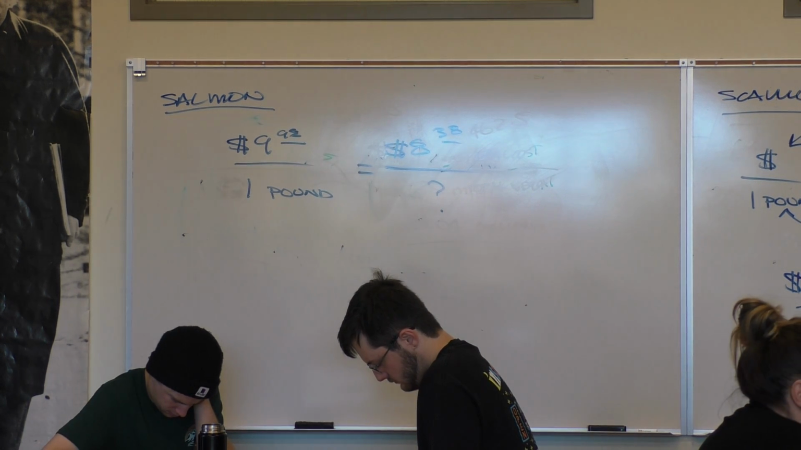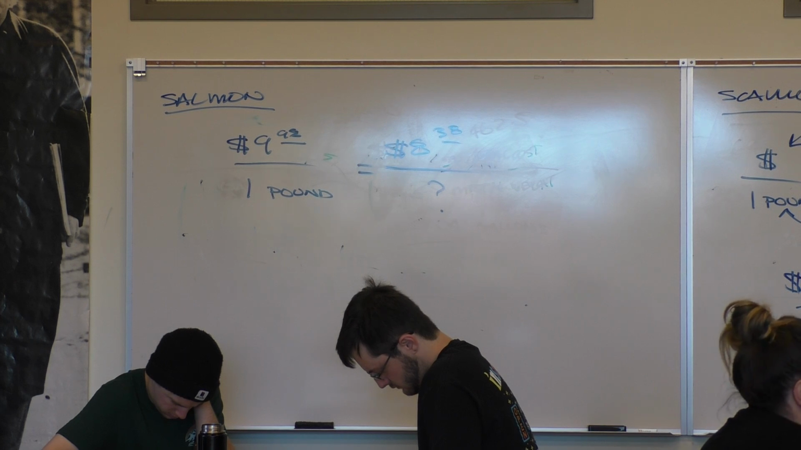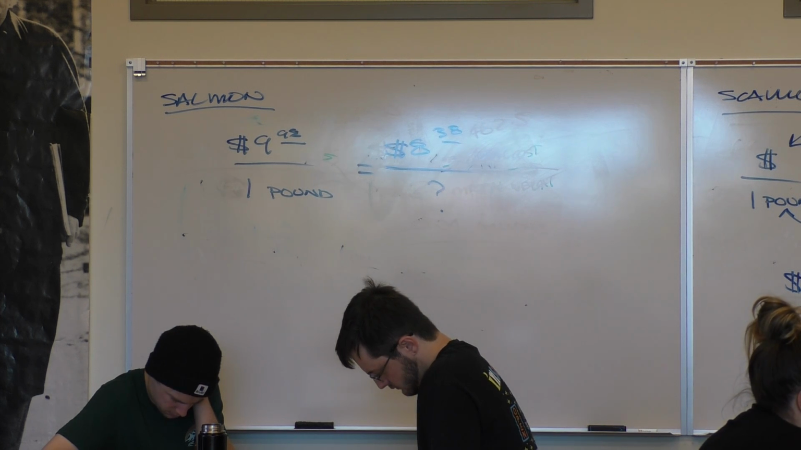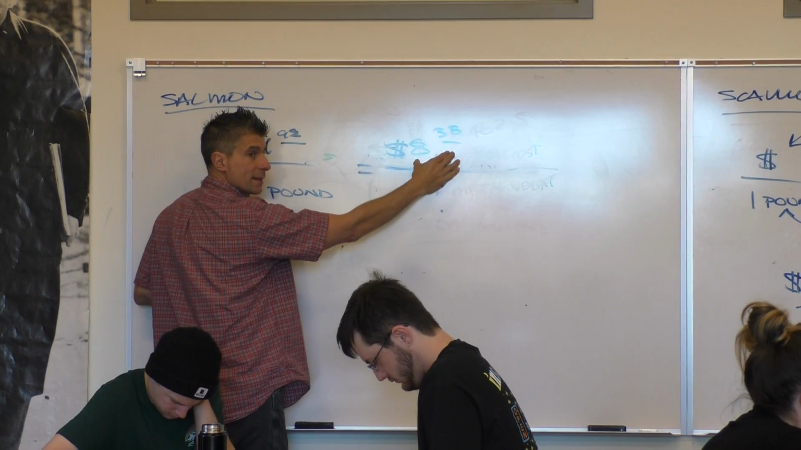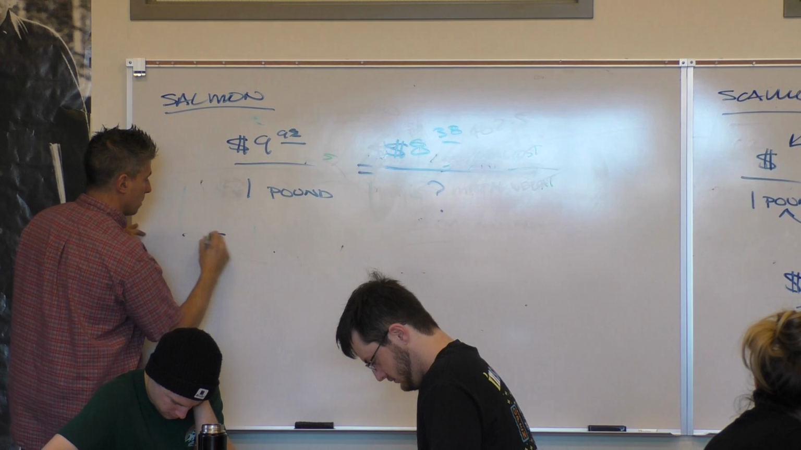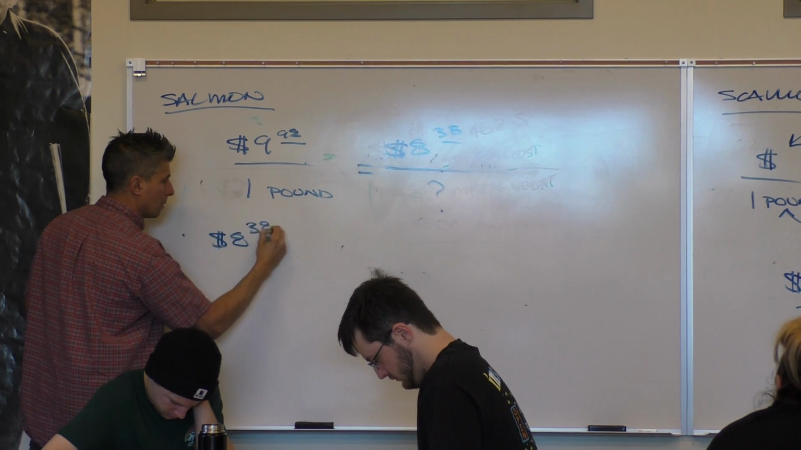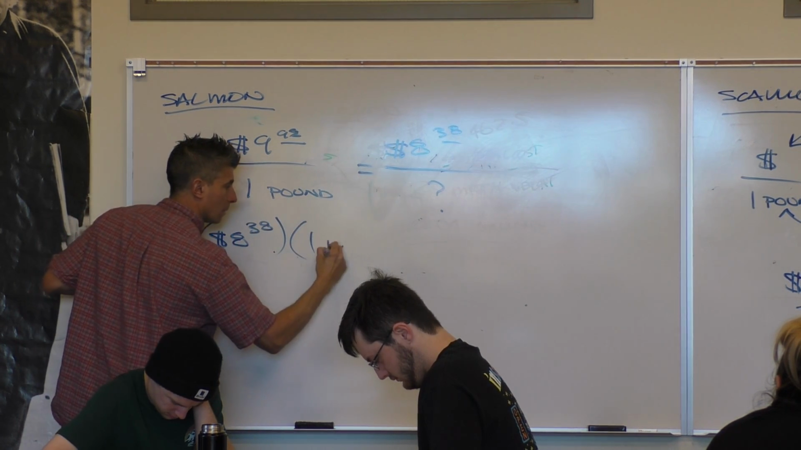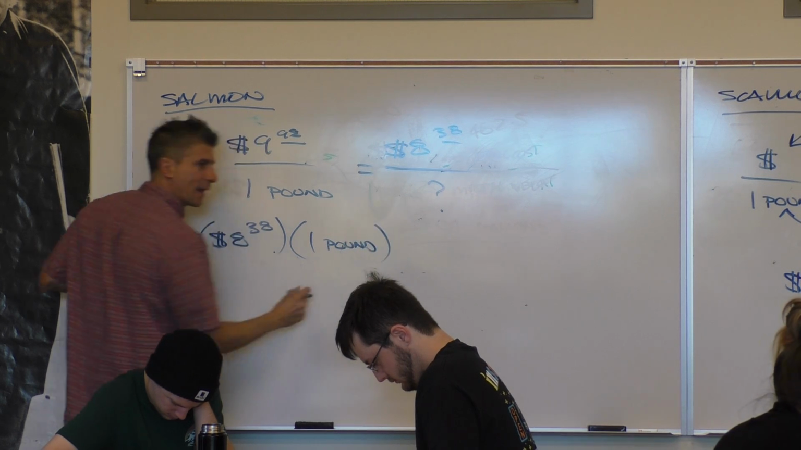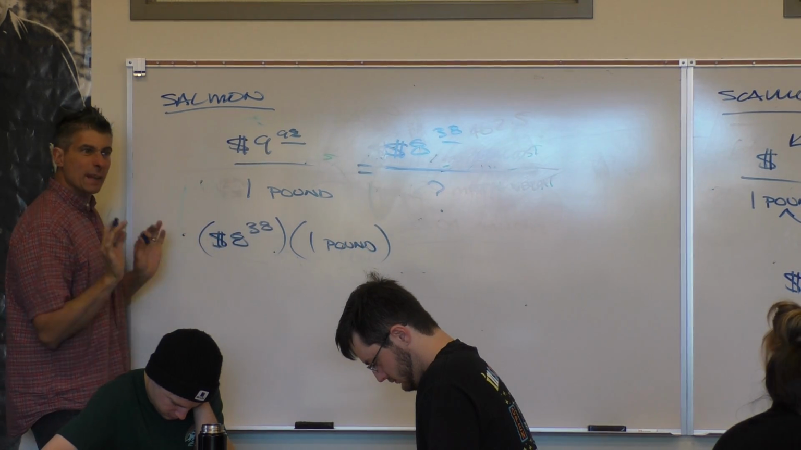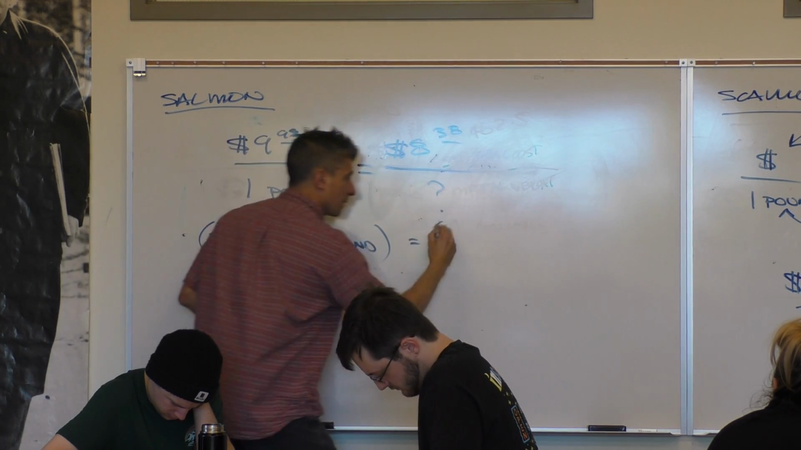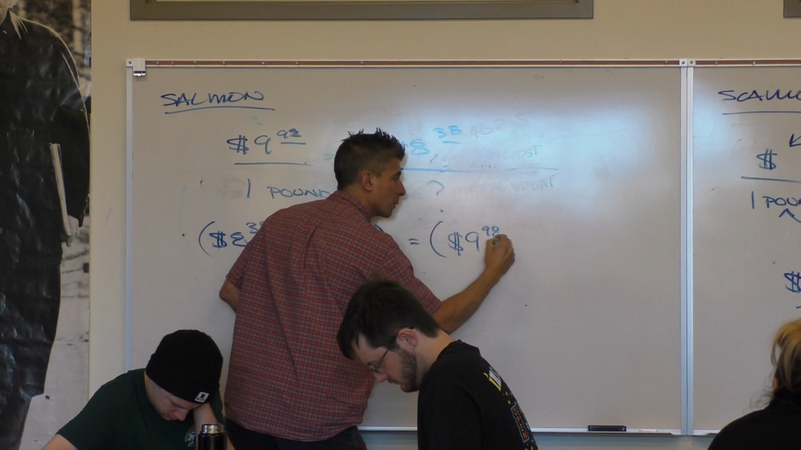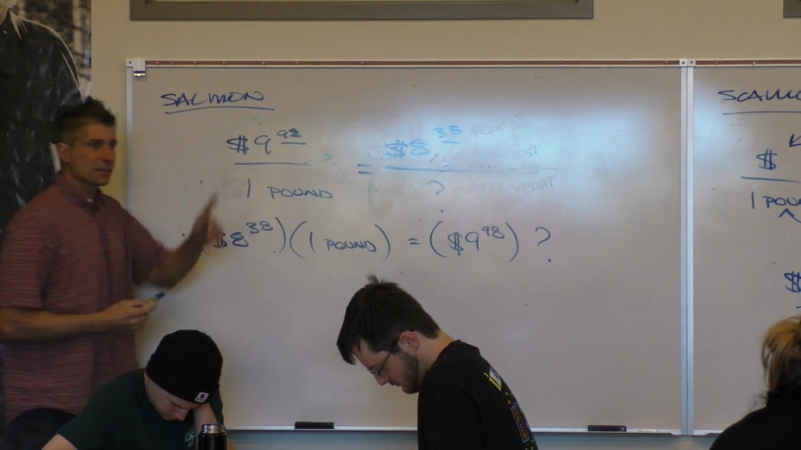Try Method 1. It'd be $8.38 times 1 pound. Just write all the words out with the math. It's okay, some of this stuff's going to disappear. Equals $9.98 times question mark. That's the first part of method 1.